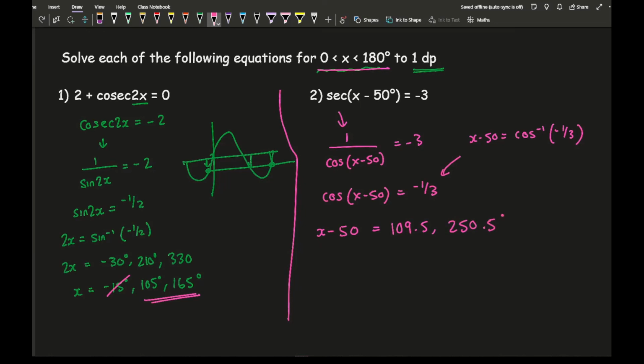250.5 degrees. Now again, this gives me x minus 50, not x, so I need to add 50 to each of these angles to get rid of this, in which what I then get is 159.5 degrees and 300.5 degrees, and there is my final answer.